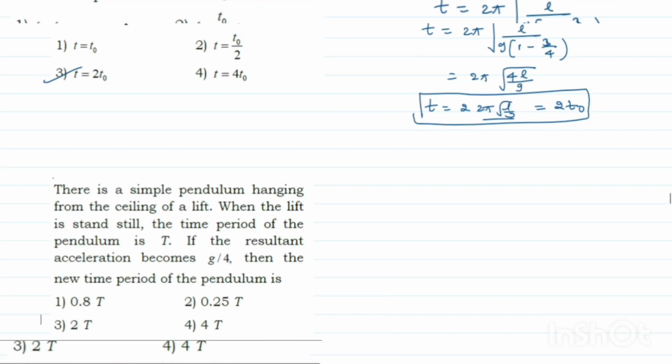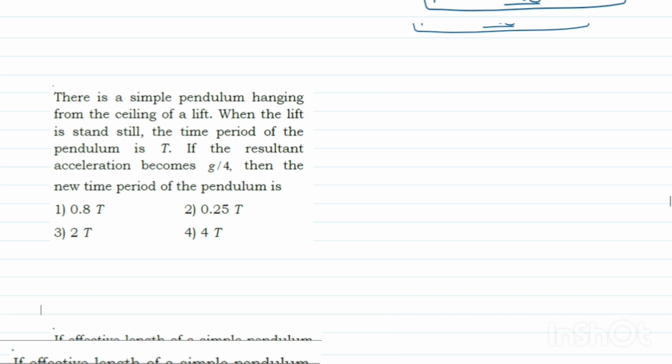Let us see the next case. Here there is a simple pendulum hanging from the ceiling of a lift. When the lift is standing still, the time period is given as T. So this is a lift, standing, and the pendulum is making certain oscillations. When it is at rest, the time period of the simple pendulum is 2π into root over L by g. Now the time period of the pendulum is T. If the resultant acceleration becomes g by 4, then what is the new time period of the pendulum? g is decreasing.